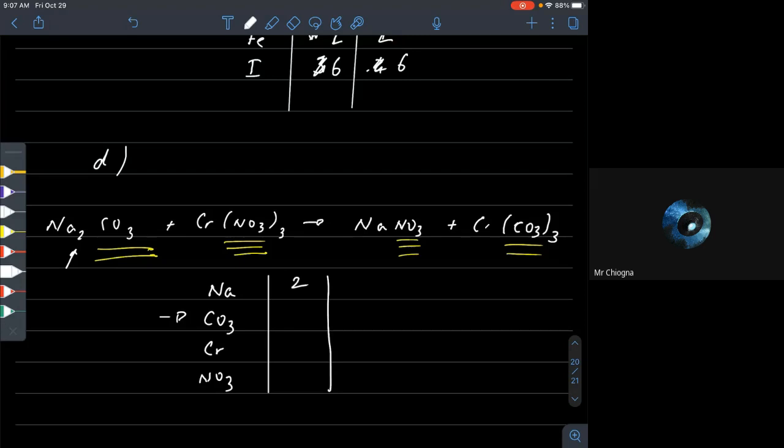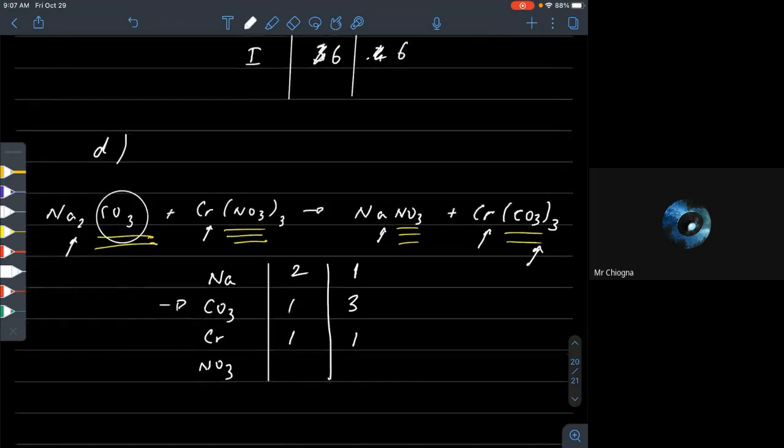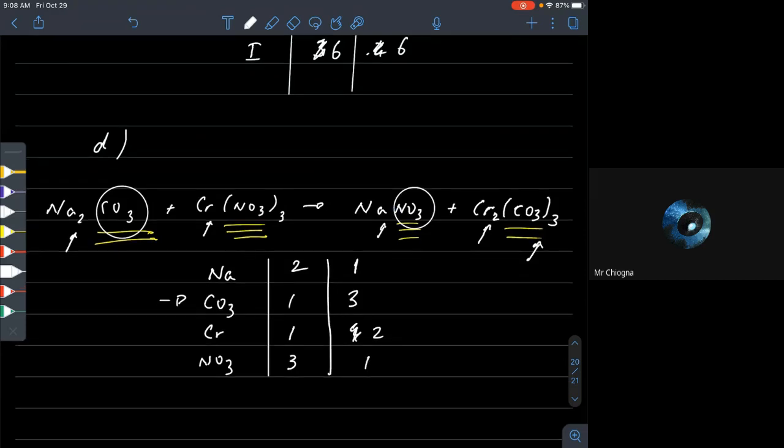2 sodium, 1 sodium. No brackets, which means there's only 1 of them. Brackets, there's 3 of them. Chromium, no subscripts, which means 1. On the right, no subscript, 1. I made a mistake here, should be a 2. Should be a 2 there, so it is 2. Okay, on the left, 3 nitrates, and on the right, no brackets. What does that mean, no brackets? How many are there? 1, good. We're not balanced. Let's see if we can balance it.